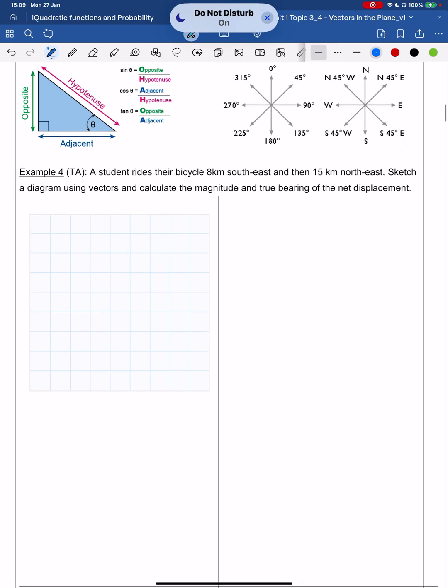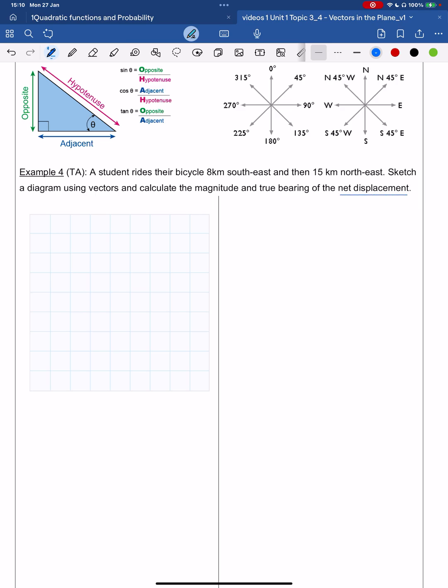Right, here's a bit of an application of vectors. A student rides their bicycle 8 kilometers southeast and then 15 kilometers northeast. Sketch a diagram using vectors and calculate the magnitude and true bearing of the net displacement.